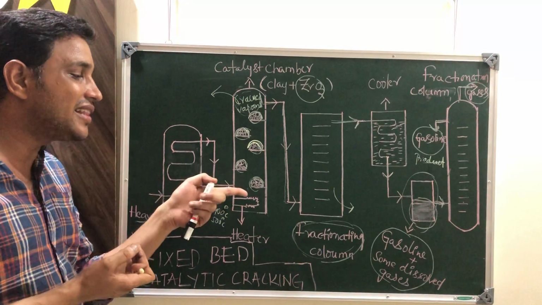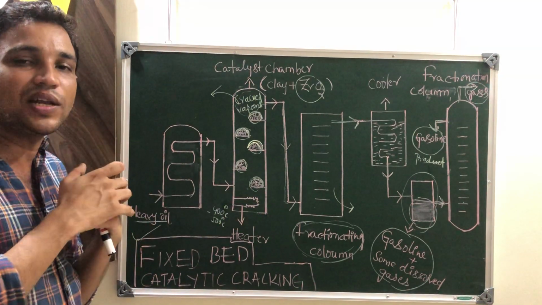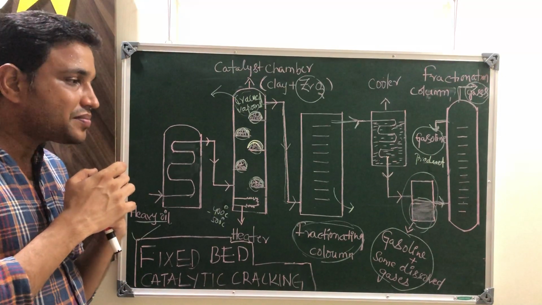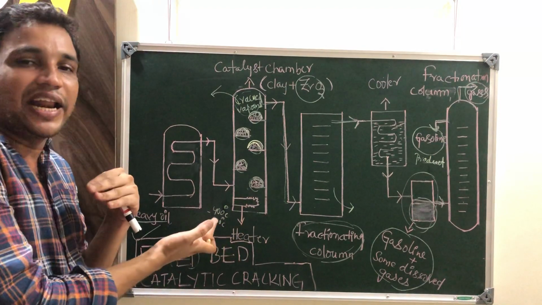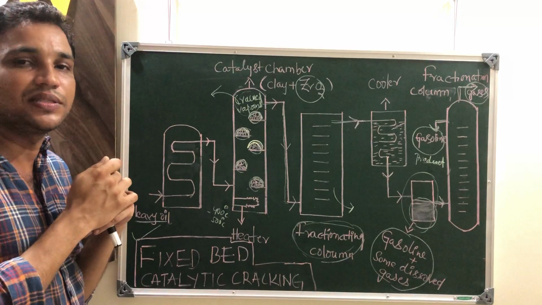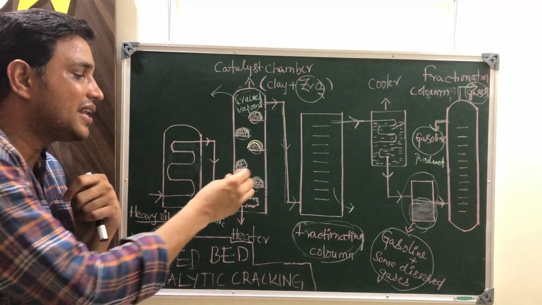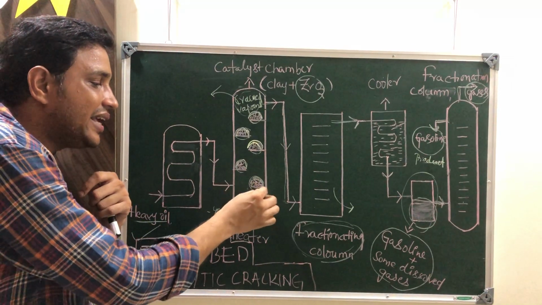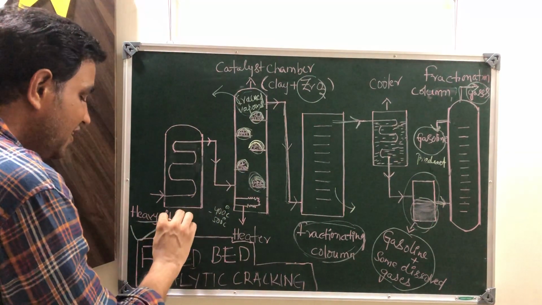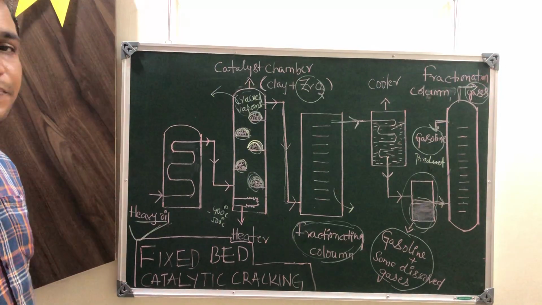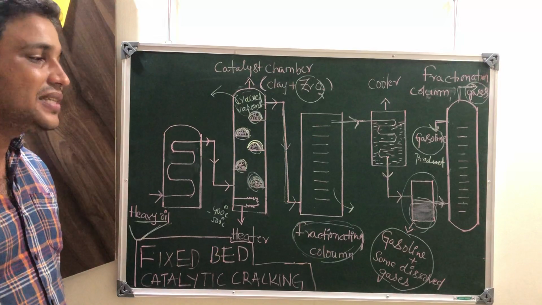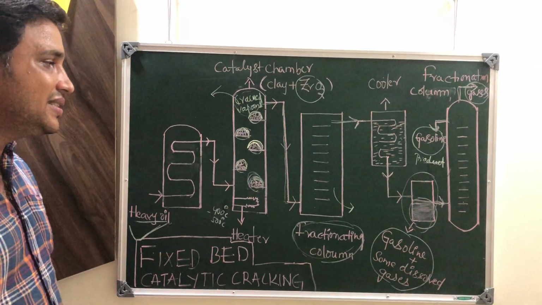To regenerate the catalyst, we have to shut down the total equipment. So to perform the regeneration step, we need to shut down the process. Why? Because here the catalyst is fixed. That's why we call it fixed bed catalytic cracking. But there is a small inconvenience.